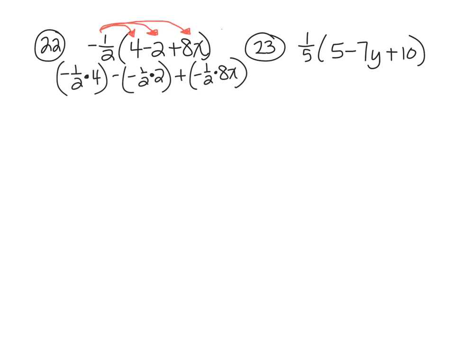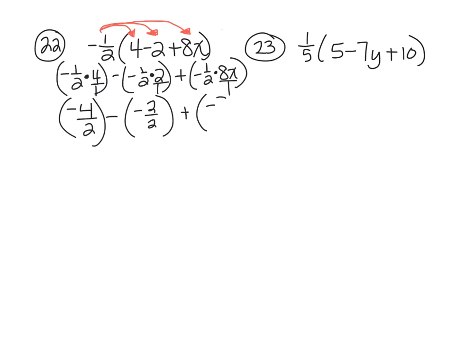Now we're going to simplify each of those terms by multiplying each by negative 1/2. So negative 1/2 times 4, remember that's 4 over 1, is a negative 4/2 minus the second term, which is negative 1/2 times 2, which is negative 2/2, plus negative 1/2 times 8x, remember these are both over 1 as well, is a negative 8x over 2.